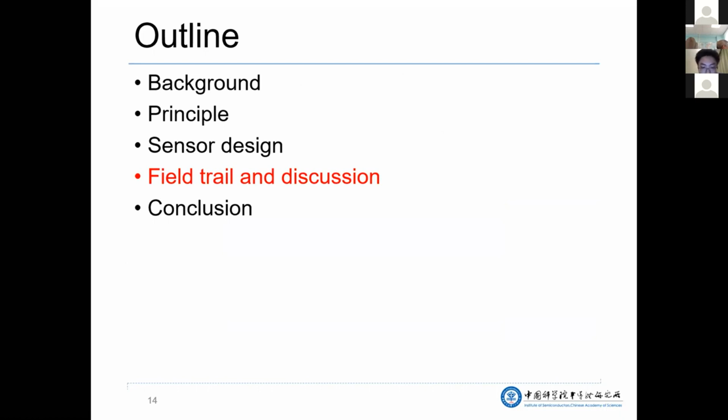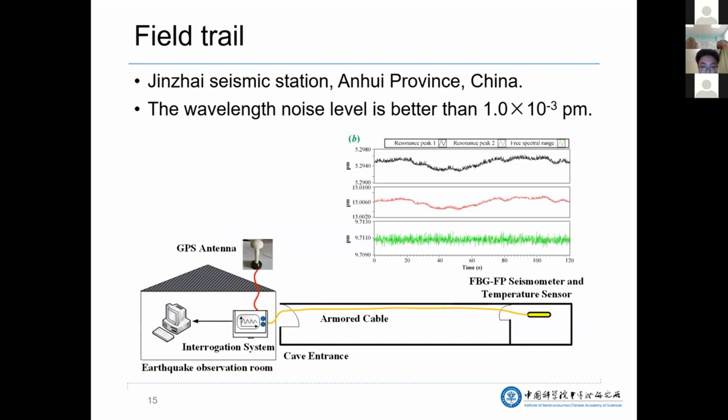Now it is the part of field test and discussion. The field test is carried out in Jinzhai Seismic Station, Anhui Province, China. The FBG-FP strain meter and the temperature sensor are in the cave. The integration system is in the earthquake observation room. As for test results, the wavelength noise level is better than 0.001 picometer.